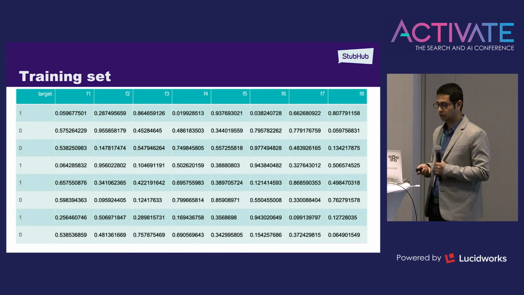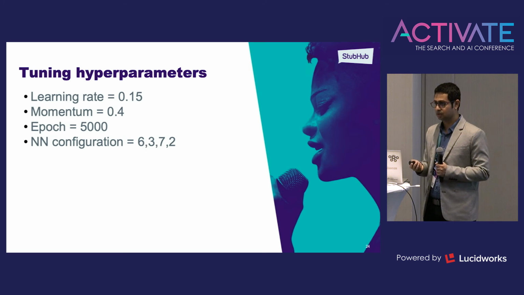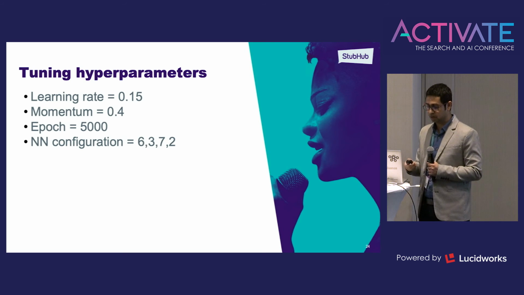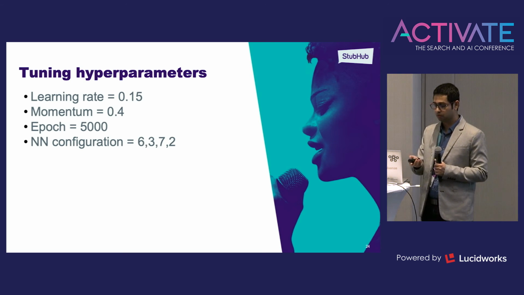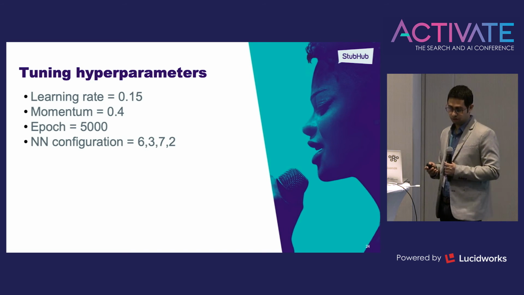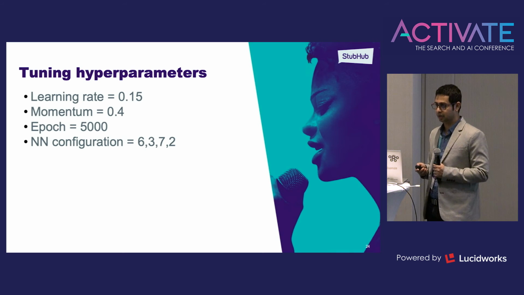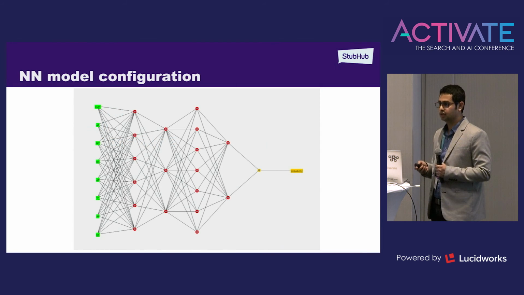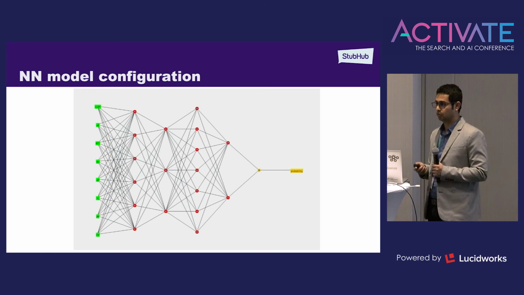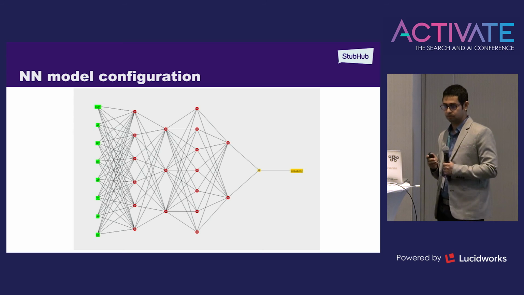Then we tune a neural network model, and after trying different hyperparameters, the learning rate is 0.1, momentum 0.4, and so on. This can be different based on different data, and with time we also need to keep tuning it. And this is our final neural network model configuration that we used to obtain the ranking.